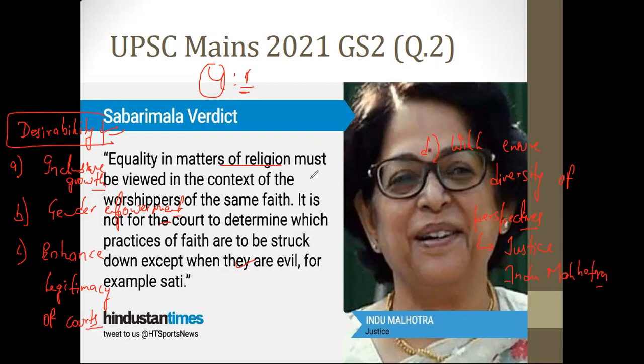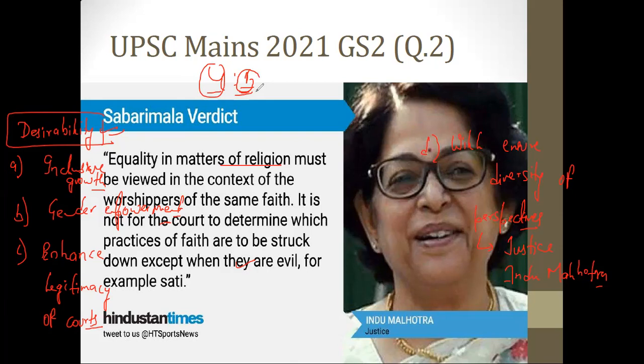So she was differing from the verdict which was given, 4:1. Four judges were saying something else, and Indu Malhotra was saying something else. So this ensures diversity of perspective. Even though the four judges overruled whatever Indu Malhotra ma'am was saying, we have diversity of perspective. We now have one more explanation. We now have one more point to talk about when we are talking about the Sabarimala verdict.